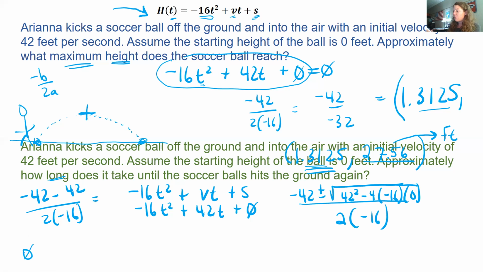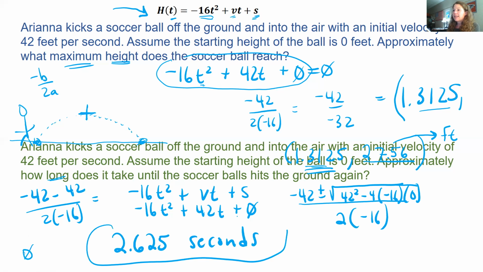We're going to do -42 minus 42. And we're going to divide that by -32, and the answer is 2.625 seconds. All right, so that's how long it takes the ball to come back down to 0.